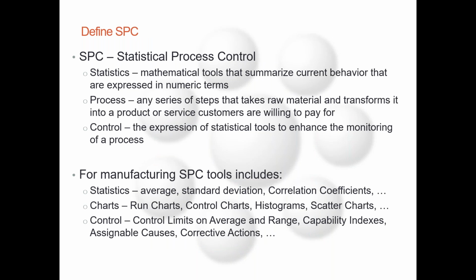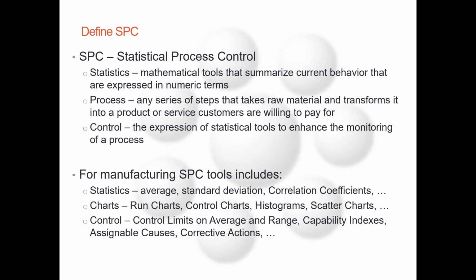I want to start by defining statistical process control. Statistics is a mathematical tool that summarizes the current behavior that is expressed in numeric terms. And that's getting back to quality control, which is totally dependent upon the statistics of the collected data. Process is any series of steps that take raw material and transform it into a product or service customers are willing to pay for.